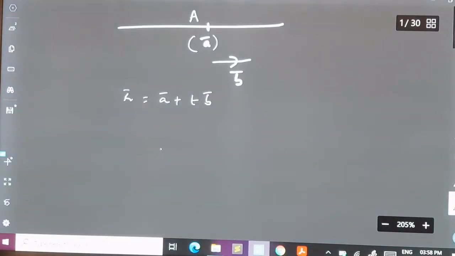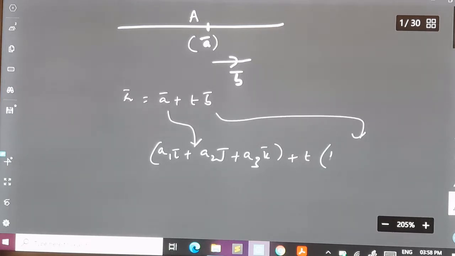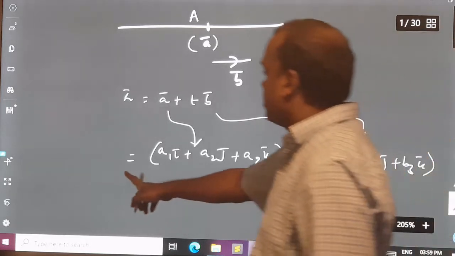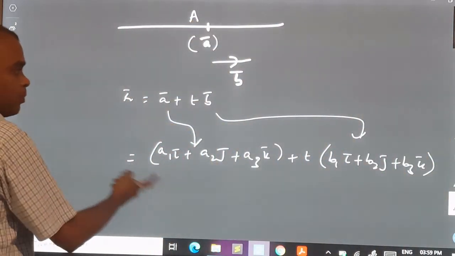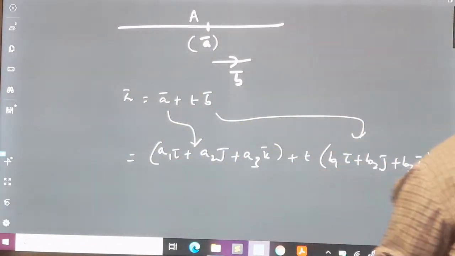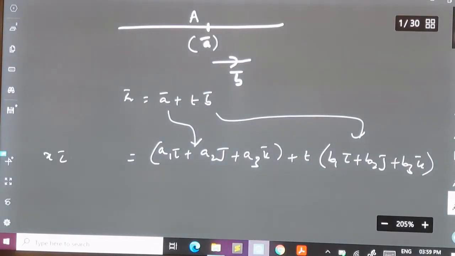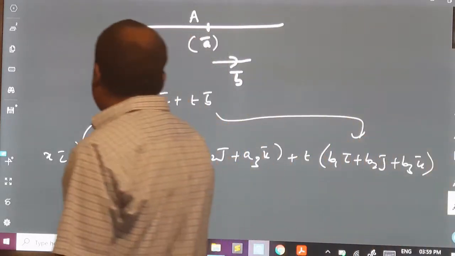So, A bar is A1 i bar plus A2 j bar plus A3 k bar, plus t into B bar, say B1 i bar plus B2 j bar plus B3 k bar. Now that is R bar on this side. R bar is a varying point. So I can represent R bar as x i bar plus y j bar plus z k bar. That will be your R bar, a varying point there.